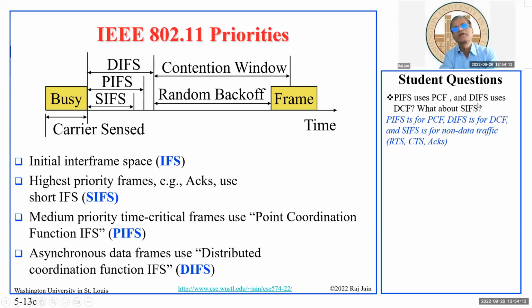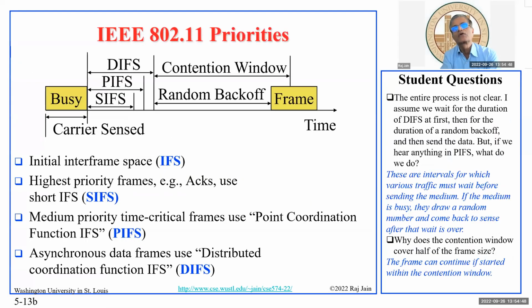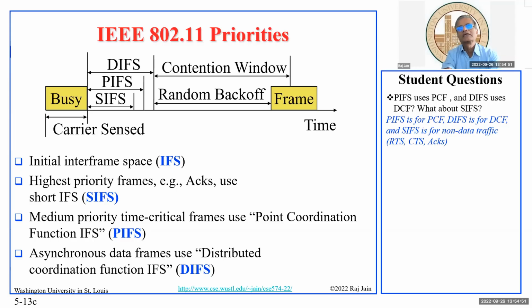PIFS uses PCF and DIFS uses DCF. What about CIFS? PCF uses PIFS, DCF uses DIFS, and who uses CIFS? PIFS is for PCF, DIFS is for DCF, and CIFS is for non-data traffic such as RTS, CTS, and ACKs. If you go back to that diagram, this gap is CIFS. So basically, the CIFS is used between whatever the previous thing is and your control traffic that is required. That is a must. That goes first.